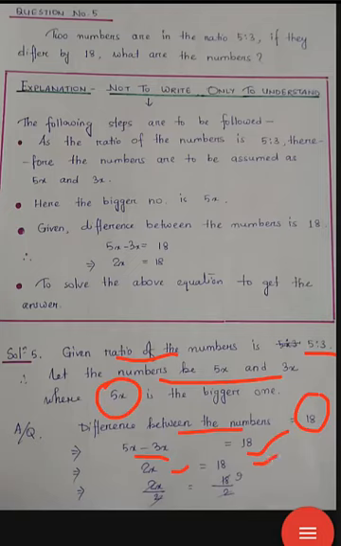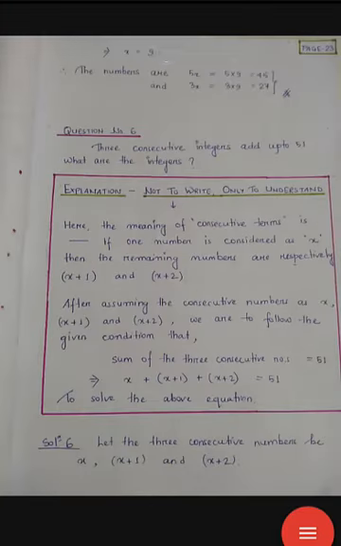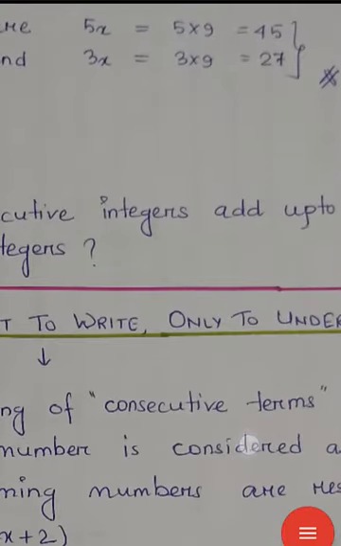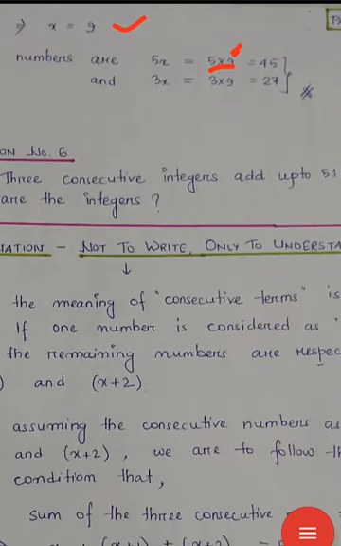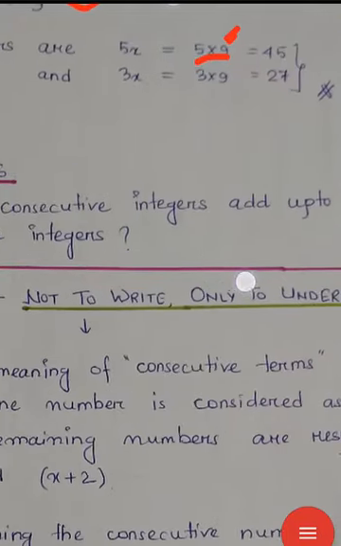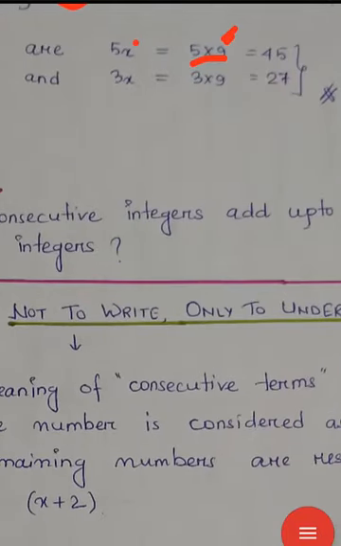Now, to make x independent of this 2, both sides should be divided by 2, resulting in x alone on one side, equal to 18 by 2, which gives the result 9 on cancellation. So x is equal to 9. Hence the numbers will be 5x and 3x. So 5x will give us 5 into 9, because x will be replaced by 9, as we got the result for x as 9. Therefore in place of this x we have to put 9.